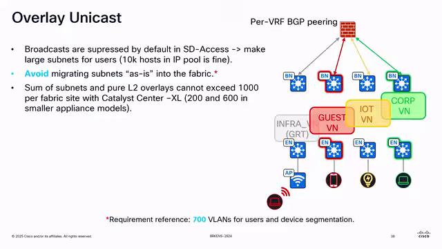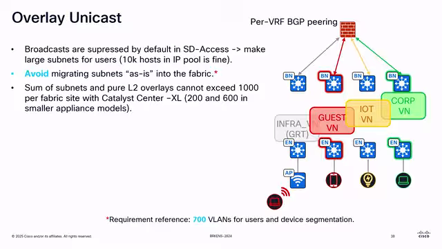One of them is that the sum of subnets, so anycast gateways, if you wish, and pure layer 2 overlay, so it's an overlay without the subnet, cannot exceed 1,000 per fabric site. And that's on the largest Catalyst Center appliance. All right? On the smaller ones, it's less. Remember, we have our requirements gathering session, and we gathered that we have 700 VLANs. And I'm like, OK, fine, but 700 is less than 1,000. It even gives us some room for growth, right?